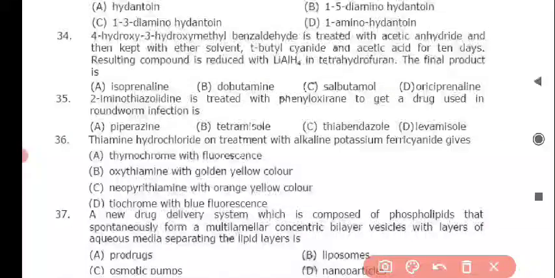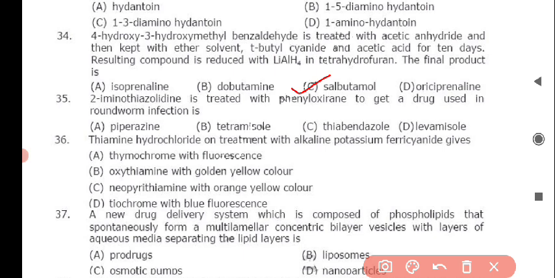The next question is 4-hydroxy-3-hydroxymethyl benzaldehyde is treated with acetic anhydride and then kept with ether solvent, tertiary butyl cyanide and acetic acid for 10 days. Resulting compound is reduced with LiAlH4 in tetrahydrofuran, and the final product is, so the correct answer for this is option C, salbutamol.